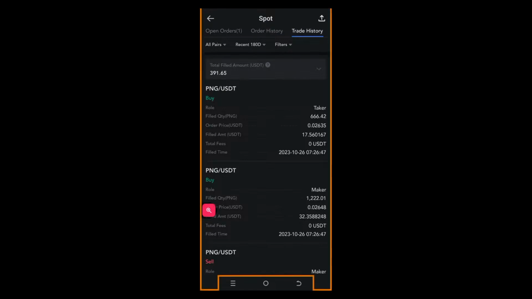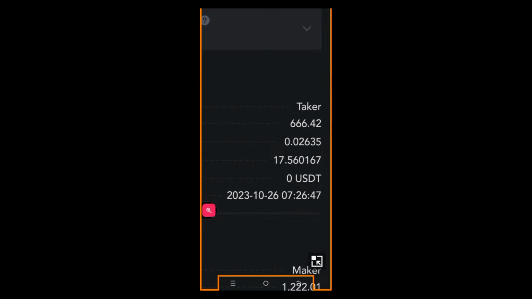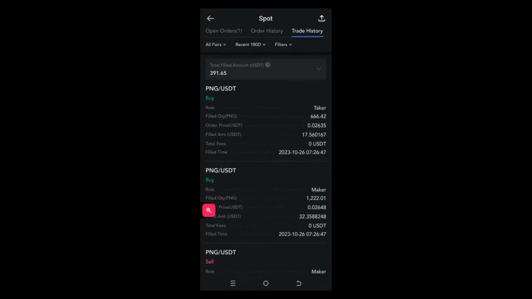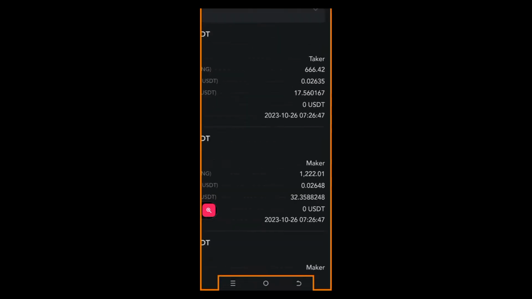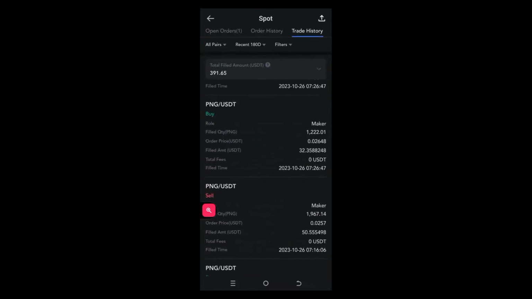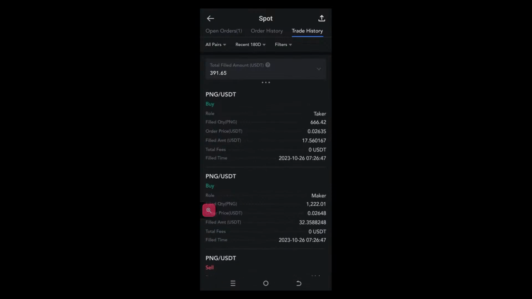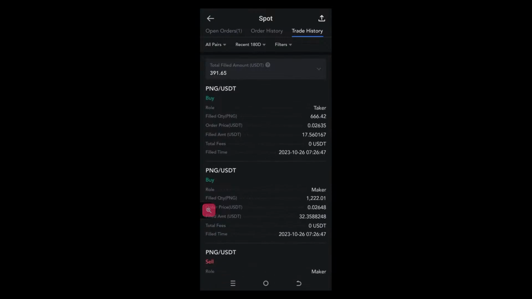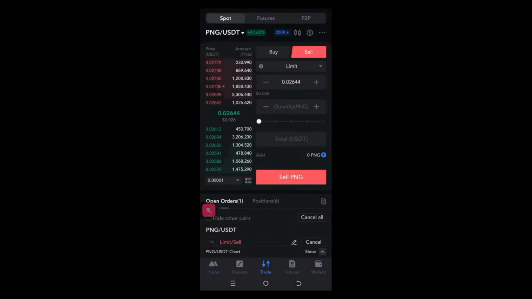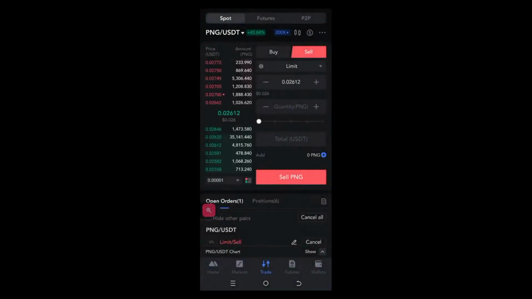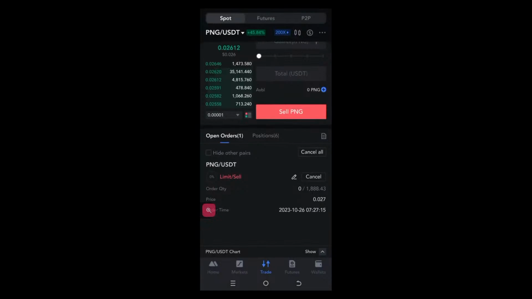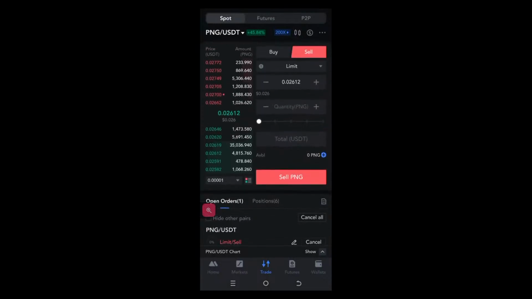Let me check how much we bought it. 2635. Is that how much we bought this other one? 2648. Okay, 2648, 2635. Let's see how it goes. Well, it's going up. I think it's going back up. It's just flipping and flopping. It will go up, right? So we put it at 2.7, and we'll wait and see.